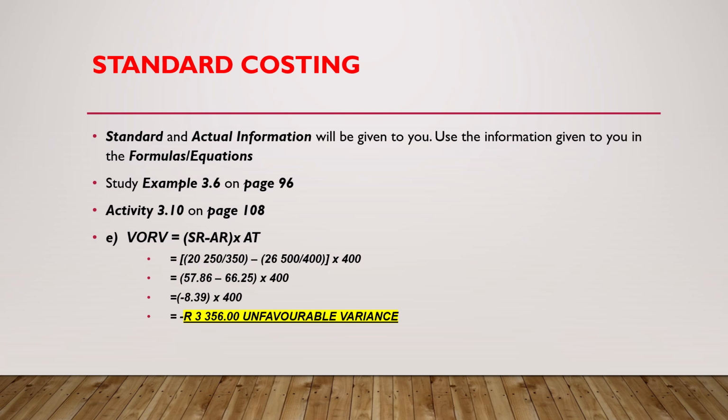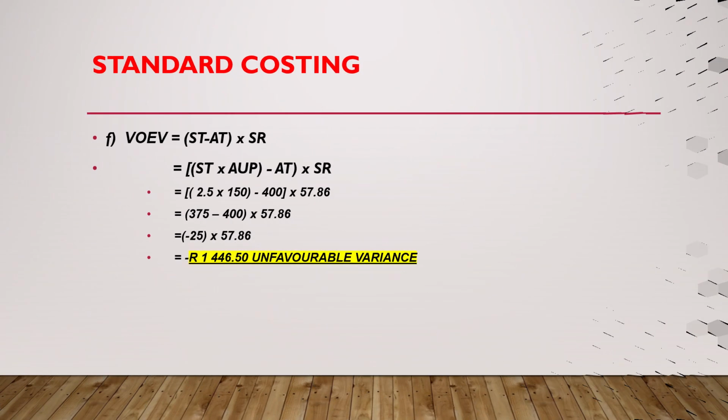The second one will be your variable overhead efficiency variance. Okay, remember efficiency, time. So we are going to compare standard time and actual time. So your formula will be standard time minus actual time times standard rate.